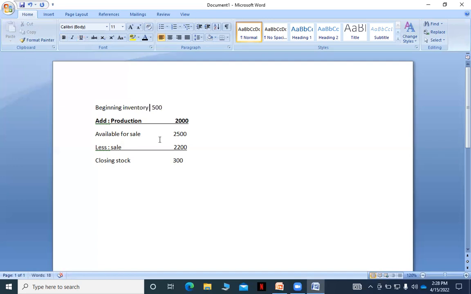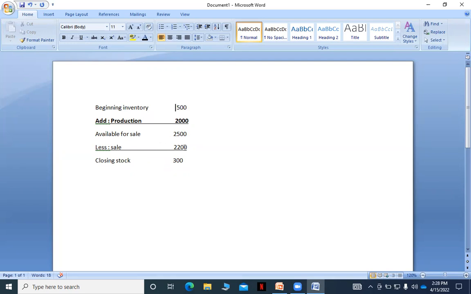Beginning inventory is that which is unsold from the previous period. For example, it is 500 units, and this month we produce 2000 units, so in total 2500 units are available for sale.